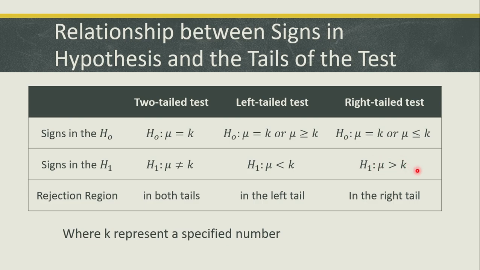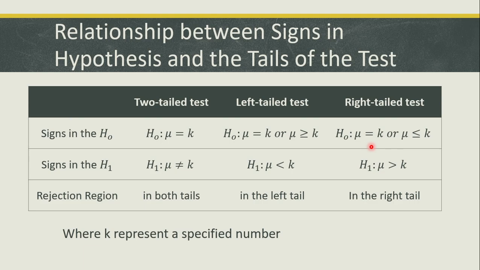So, sir, ano bang ibig sabihin ng k na yan? So, that k will be a specified number. Depende po yan sa given. Okay? So, ito yung signs na makikita ko once na nag-conclude tayo ng hypothesis.